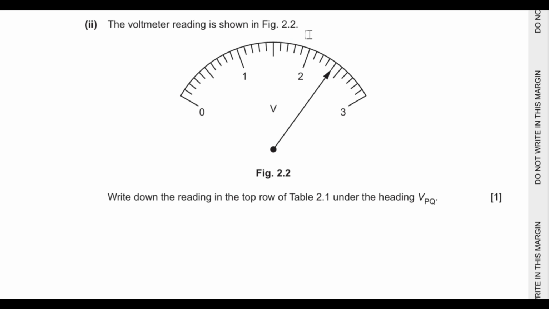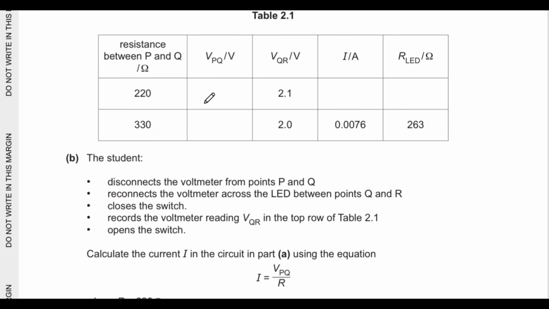The voltmeter reading is shown in this figure. Write down the reading in the top row of table 2.1 under the heading VPQ. So it's 2.4 and I have to write it in table 2.1. So I will write 2.4 over here.